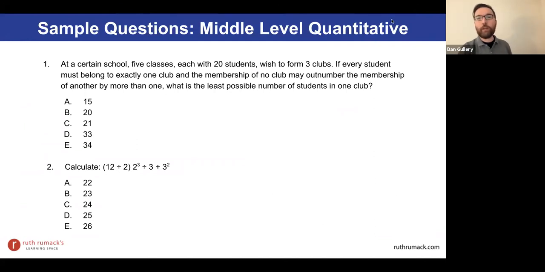Okay, so I want to give you a few sample questions so that you can understand the full difficulty of this, because I can often tell parents that it's very difficult. Thinking about the middle level, so this is grade 6 students, these are some sample questions from actual practice tests. Number 1: at a certain school, 5 classes, each with 20 students, wish to form 3 clubs. If every student must belong to exactly 1 club and the membership of no club may outnumber the membership of another by more than 1, what is the least possible number of students in 1 club?